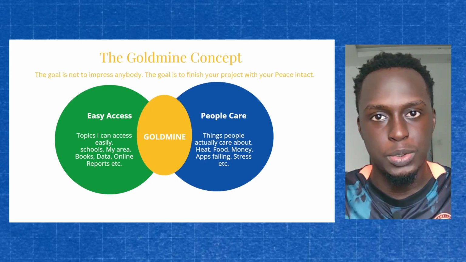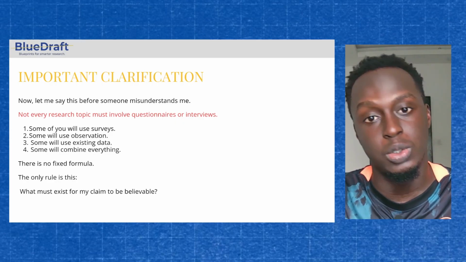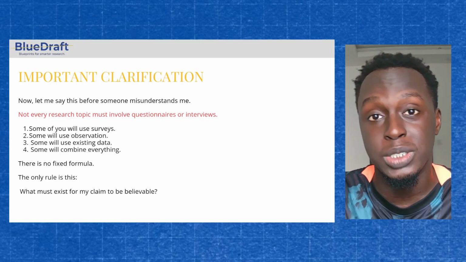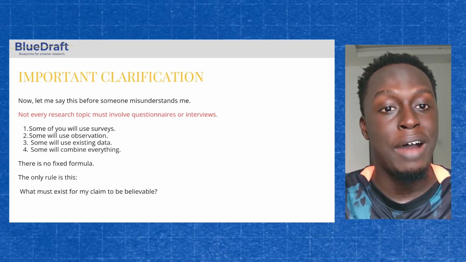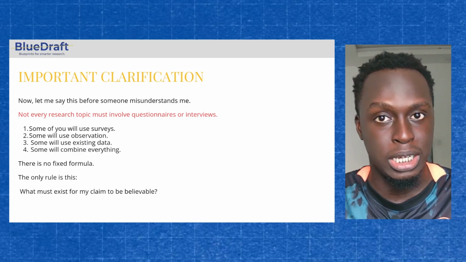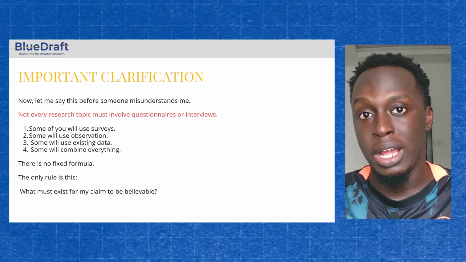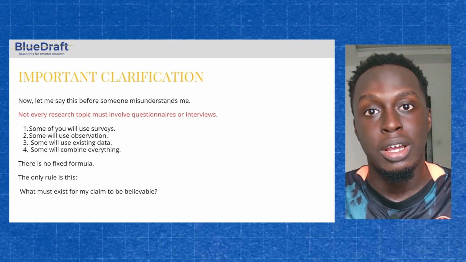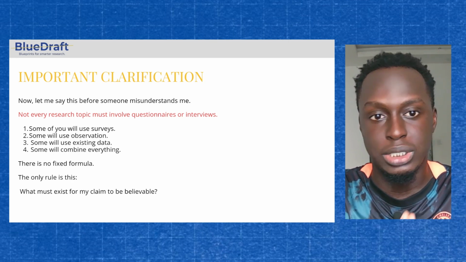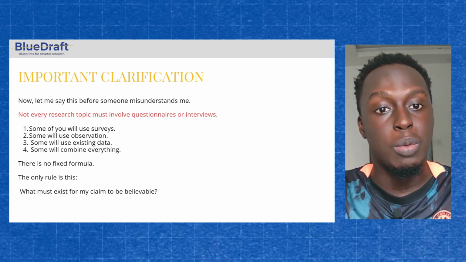I'm going to show you examples of topics that fall under the Goldmine concept. Not every research topic must involve questionnaires and interviews. Those are the common types that we normally use. I've done observation, where I was doing a case study in my master's. I was doing research on designing a community center. I had to go and observe community centers in Lagos, and that was the observation kind of research. Some you can use existing data, some we combine everything.